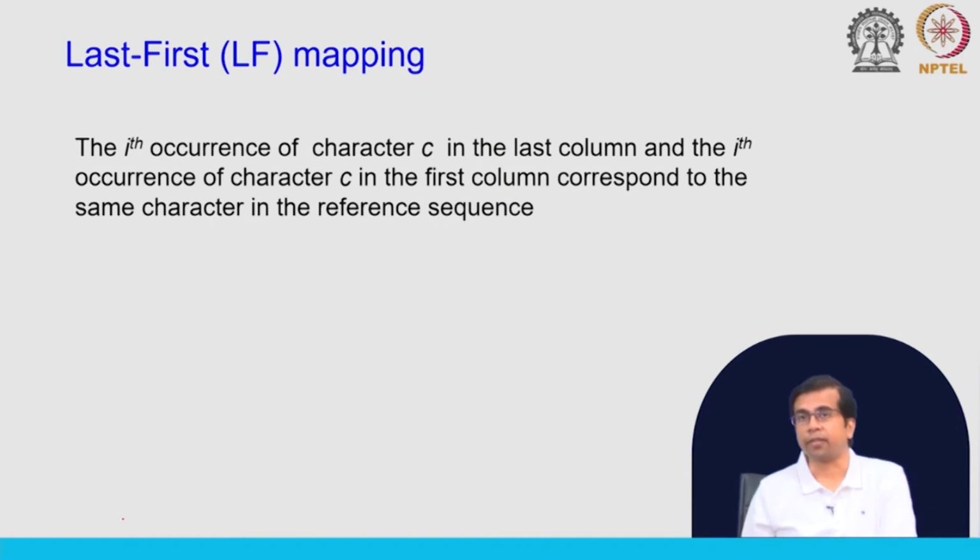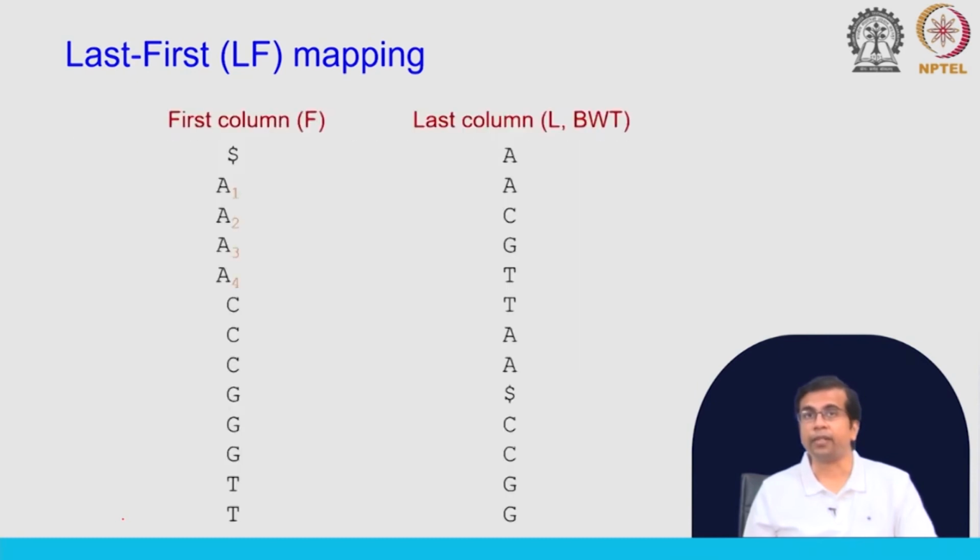The last first mapping says that the ith occurrence of character C in the last column and the ith occurrence of character C in the first column both correspond to the same character in the reference sequence. Okay. So, they are actually the same character in the reference sequence. If you count, let us say, the fourth occurrence of the base A in the last column and the fourth occurrence of the base A in the first column, they correspond to the same base in the reference sequence.